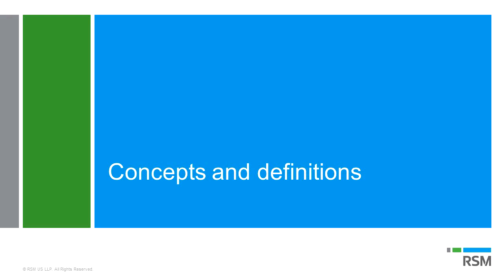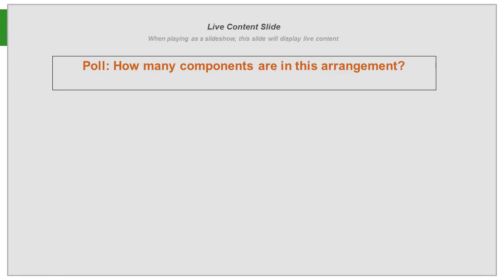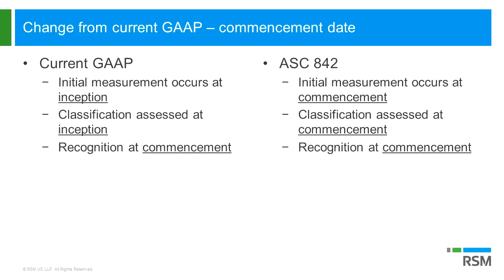Moving on to concepts and definitions. Commencement date. The commencement date is the date on which the lessor makes the underlying asset available to the lessee. As we will discuss on the next slides, this is an important date because 842 changes the recognition, measurement, and classification date to the commencement date, unlike past guidance, which I think was on the date of inception. So, change from current GAAP to the new GAAP, commencement date related.